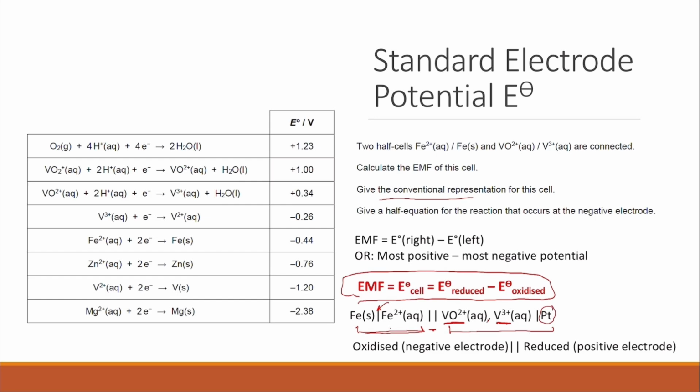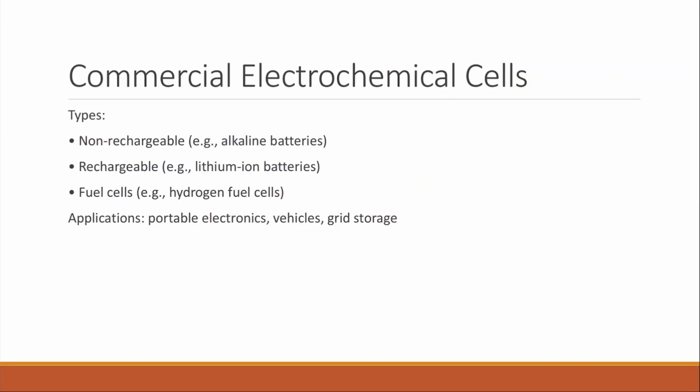Even if they didn't say it, you can state it, then you will have to say it in the representation. We added the phase boundary and then we added platinum at the end because we will have to have a certain electrode, which is mostly platinum. So this is how to write it. And it's very common in the exam to ask you to give the conventional representation of the cell.